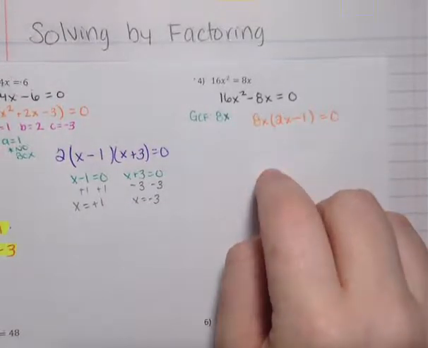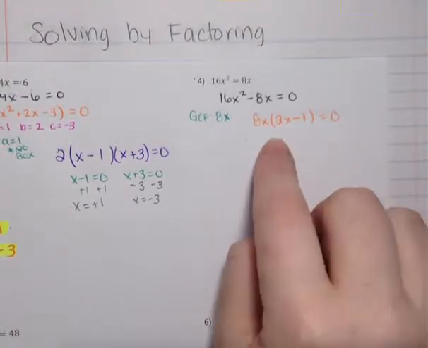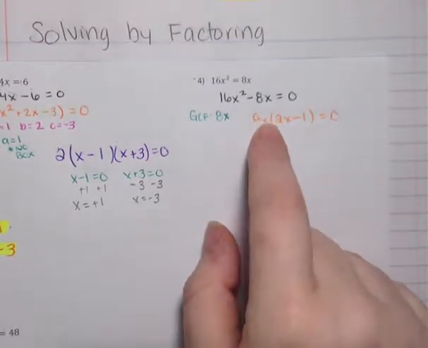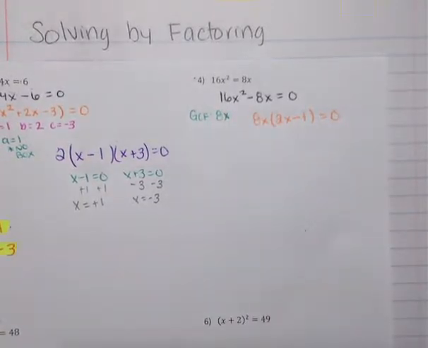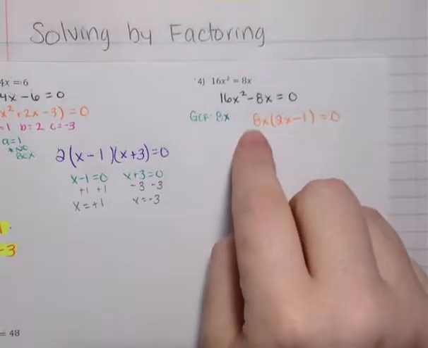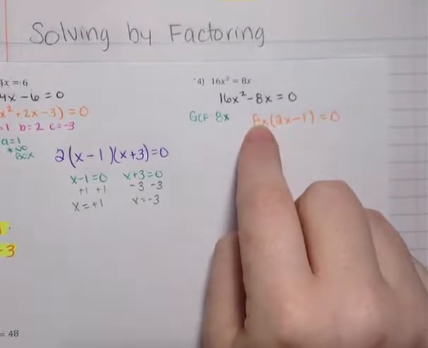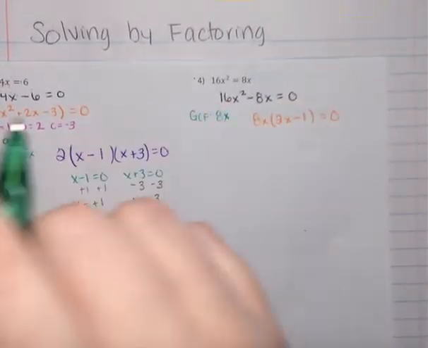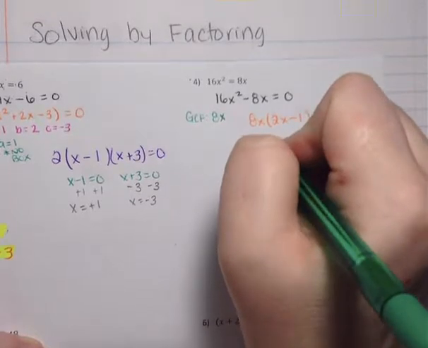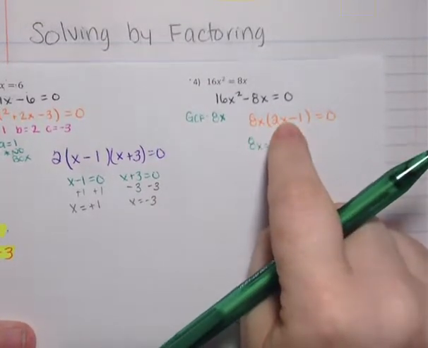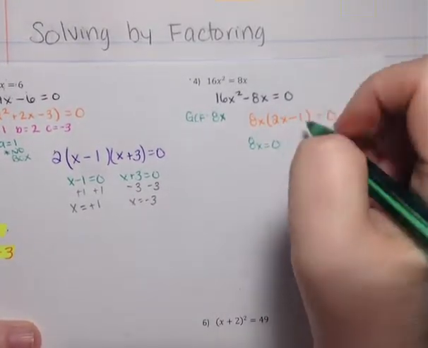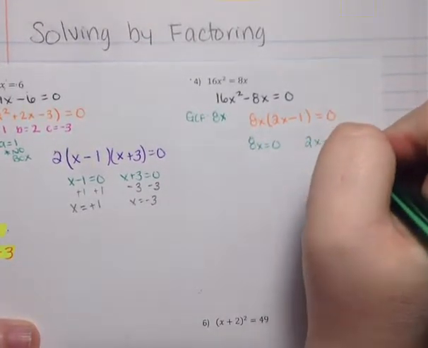We do not do MACAB. We do not do difference of squares. We're done factoring, and that's perfectly fine. Now we need to finish solving this. So we take each expression that has a variable in it and set it equal to 0. Our first expression is 8x. This does have a variable with it, so we set this first expression, 8x, equal to 0. The second expression, 2x minus 1, has a variable in it, so we take that expression and set it equal to 0. 2x minus 1 equals 0.